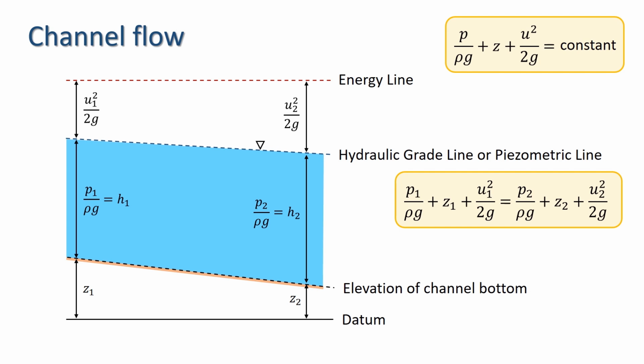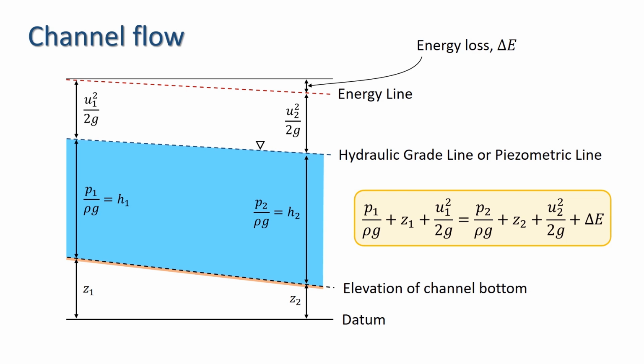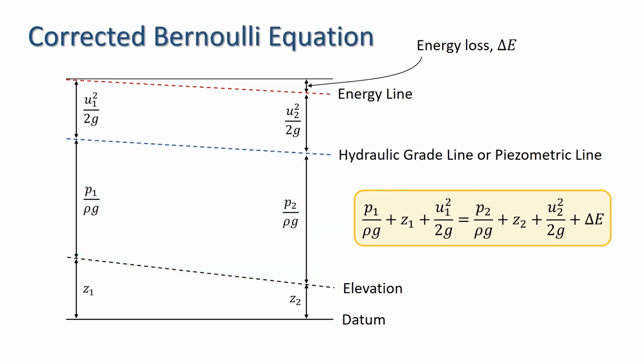In practice, we have energy losses, and these are taken account of by adding a loss term delta E to the right-hand side of the equation. This results in the energy line having a slope, as shown here. This modified form of the Bernoulli equation is usually referred to as the corrected Bernoulli equation. The loss term takes into account energy spent in overcoming the friction resistance, continuous losses, or resistance due to factors such as changes in cross-sections or valves, and local losses.